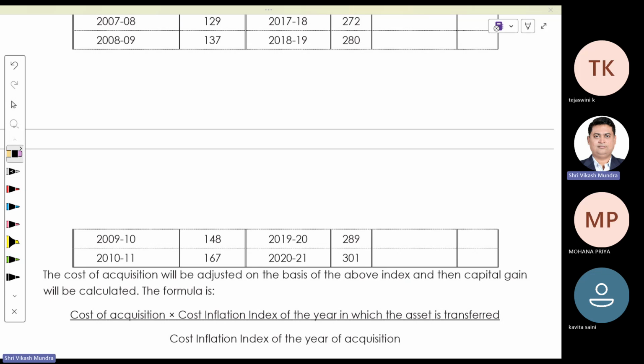Is it clear to all? What is meant by capital asset and what is not considered as a capital asset? I believe it is clear.